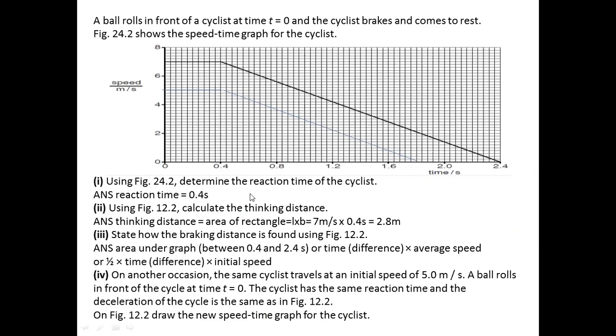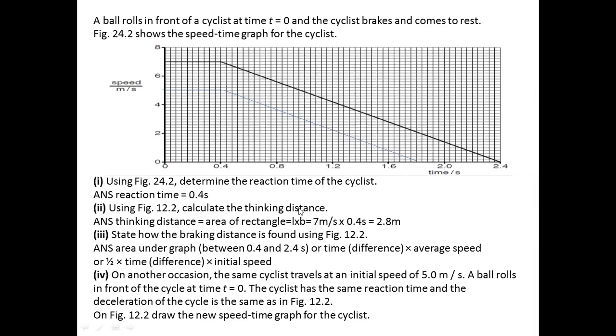For part A, we have to calculate the reaction time. So we have to tell what is the time before applying the brakes. This horizontal line corresponds to the thinking distance. The time interval at which this horizontal line is ending is 0.4 seconds.